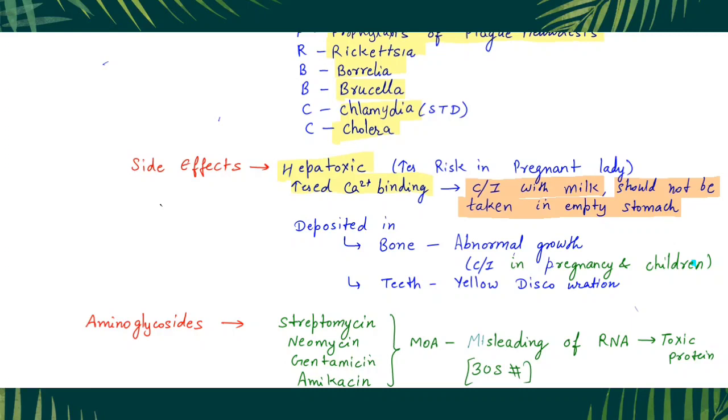They deposit in the bone or teeth. If deposited in the bone, they cause abnormal growth of bone. That's why they are contraindicated in pregnancy and children, because in a pregnant lady it can affect the child also. If they deposit in the teeth, it causes yellow discoloration, so there will be yellow teeth due to tetracycline.